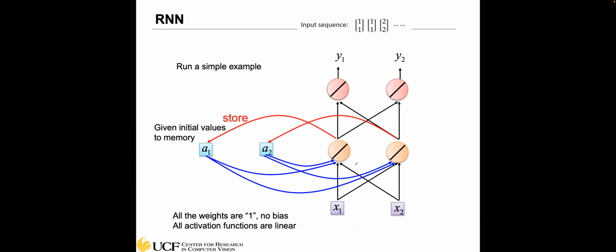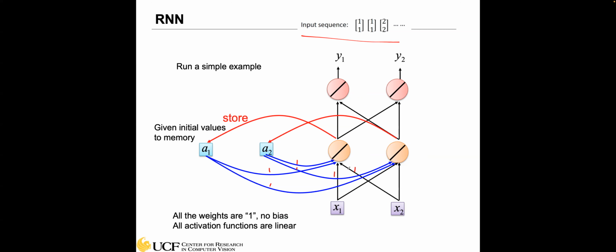Let's run a simple example so you understand this process better. Assume we have this input sequence of very simple two-dimensional vectors. For simplicity, assume all the weights are 1. All these connections have weights equal to 1, and the blue connections, the memory as input, also have weights of 1. And we don't have bias.